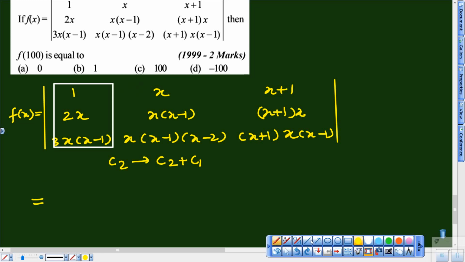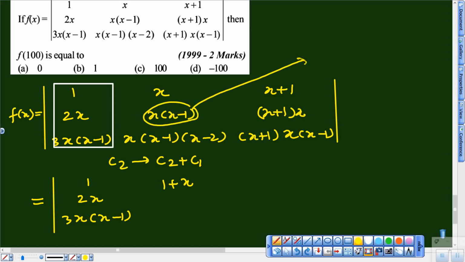You can see that the first column will remain intact, that is 1, 2x, 3x. The second column is now very simple to write. It is 1 plus x, because column 1 is being added to column 2. Out here, column 2 was already x square minus x. When 2x is added to this, it becomes x square plus x, which is x into x plus 1. And the third entry becomes x plus 1.